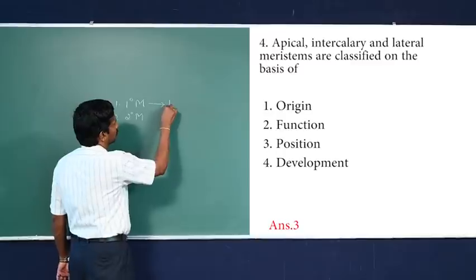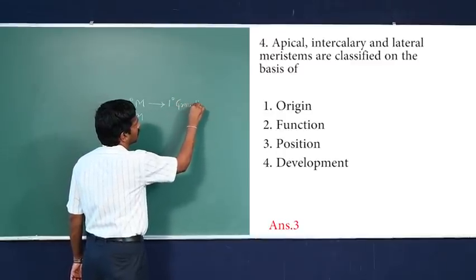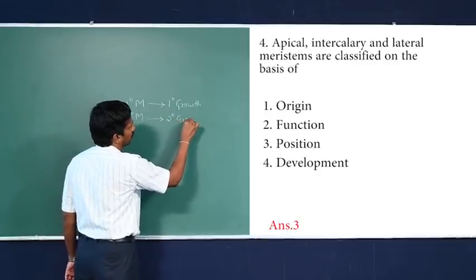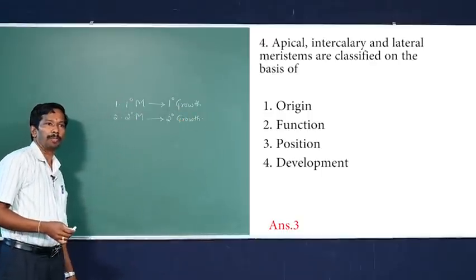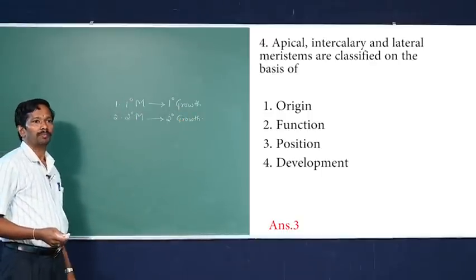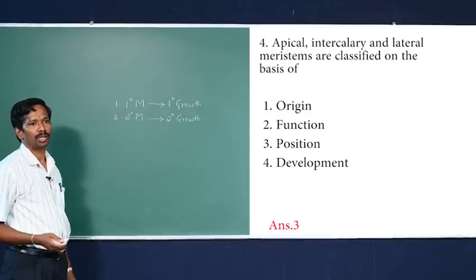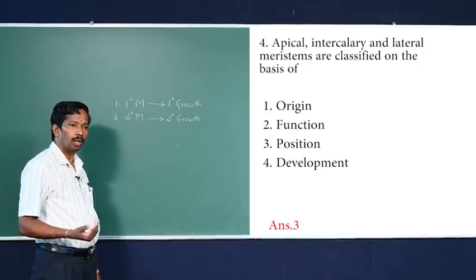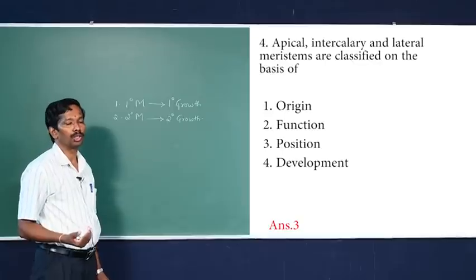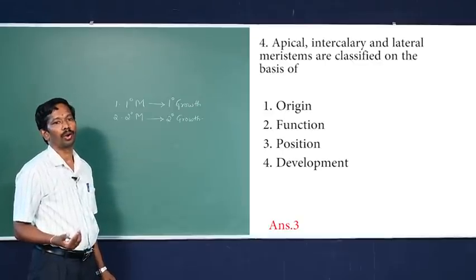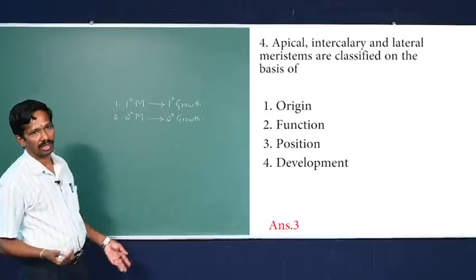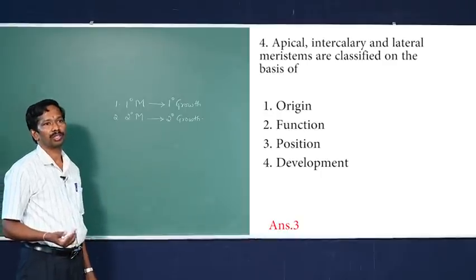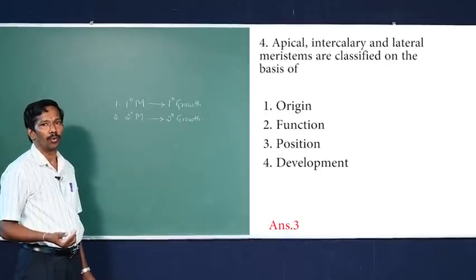Primary meristem is responsible for primary growth, that is increase in length of the plant body, whereas secondary meristem is responsible for secondary growth, that is nothing but increase in girth of the plant body. Based on function, the classification constitutes three types of meristem. Dermatogen produces epidermis, periblem or ground meristem is responsible for formation of ground tissue, and procambium is responsible for formation of vascular tissue. So this again represents function, and based on development it is the same, primary and secondary meristem. So the answer should be 3 for question number 4.